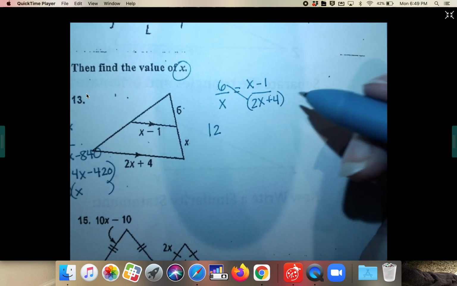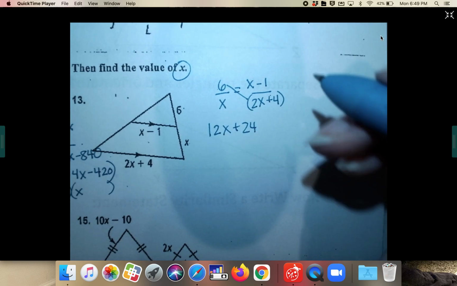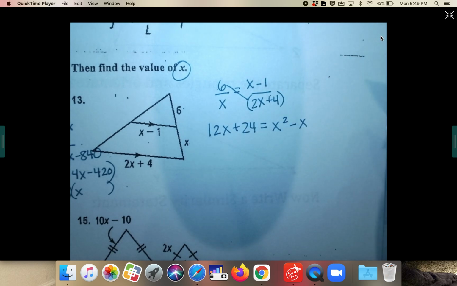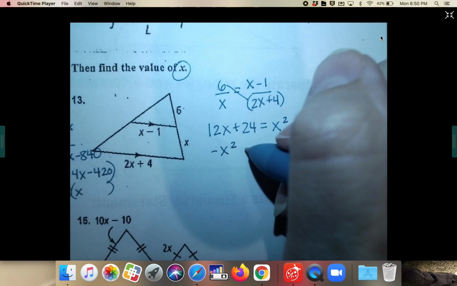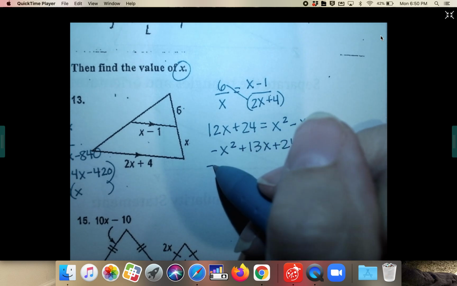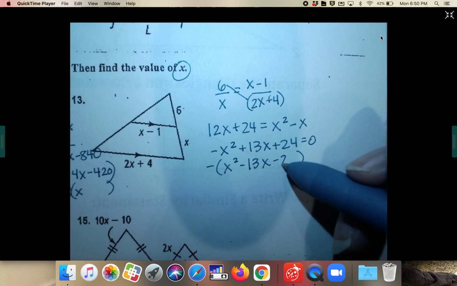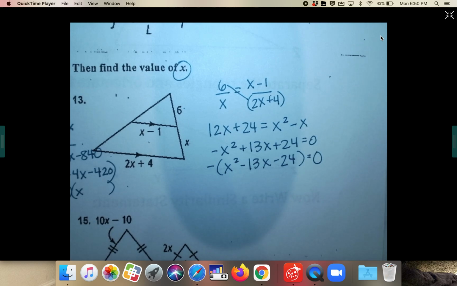So 6 times the quantity 2x plus 4 would be 12x plus 24. And that equals x times x, which is x squared, minus x. So you would subtract x squared, and you would have all kinds of fun stuff. You would add x, so it would be negative x squared plus 13x plus 24 equals 0. We would factor out our negative. I'm definitely going to stop here. But we will definitely review all of this before Algebra 2. So anyway, this is what you would do. Looking forward to it.